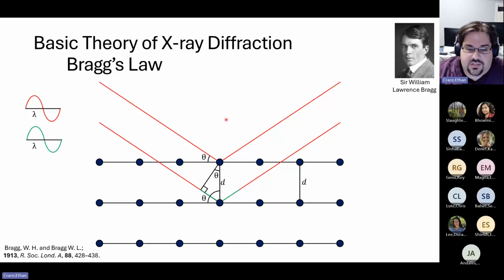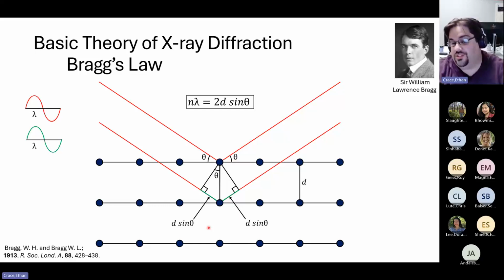And luckily, because of this construction, we can do some simple geometry, and we can show that the angle that the X-rays are incident on our sample, theta, is also this angle here. And half of our path difference then is equal to d sine theta, which means that the total path difference is 2d sine theta. And so this is Bragg's law.